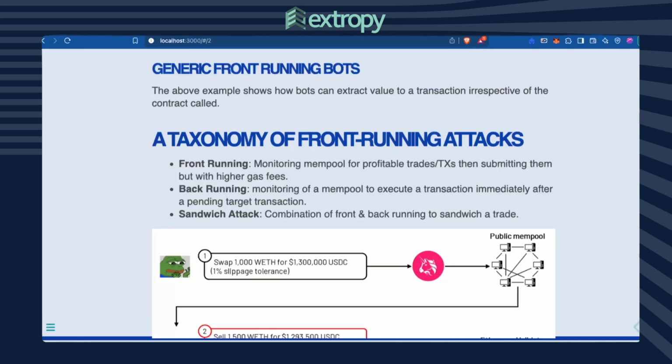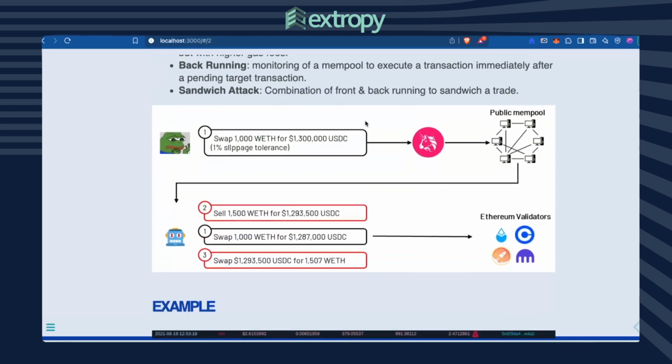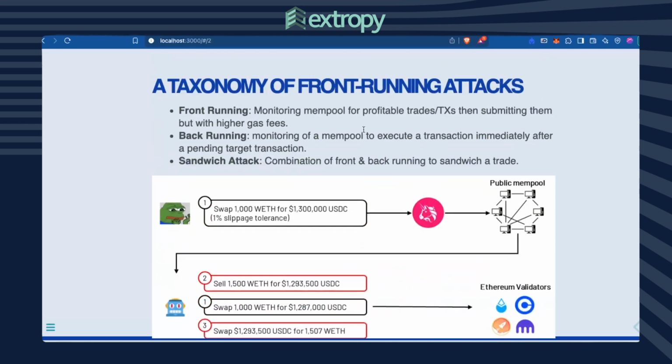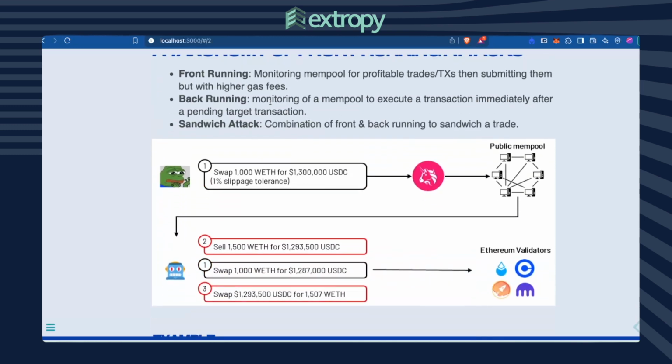That's general front running. We also have some specific things called sandwich attacks. With front running, you can also have back running, where a transaction goes behind yours, and then the sandwich attack is where one transaction goes ahead of yours and one transaction goes behind. And there's a diagram here to show you how this could work.